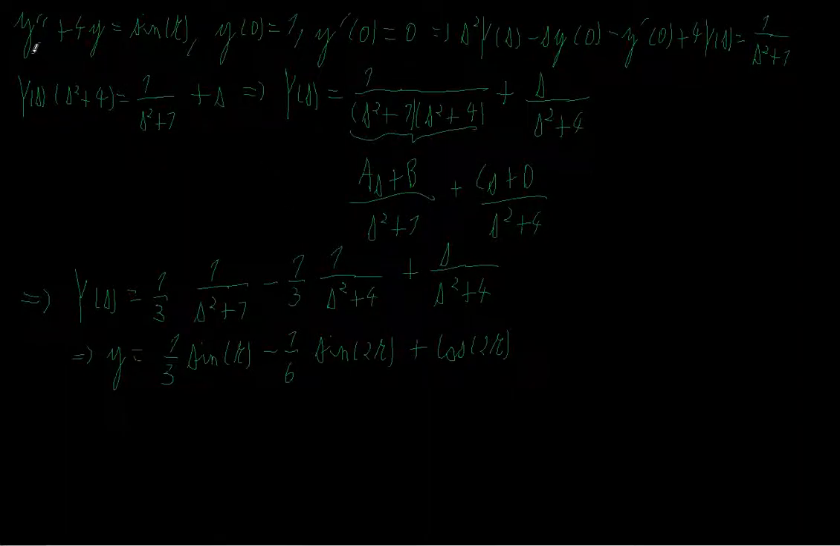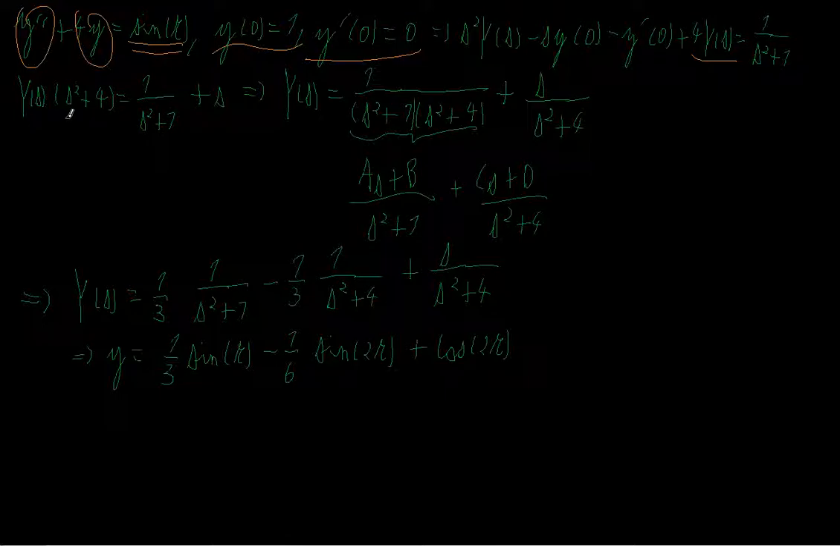So I want to solve the differential equation: the second derivative of y plus 4 times y is equal to sine of t, with the initial conditions y of 0 is equal to 1 and y prime of 0 is equal to 0. So again, I take the Laplace transform of each side and get s squared capital Y minus s times y of 0 minus y prime of 0 plus 4 times capital Y of s is equal to 1 over s squared plus 1.